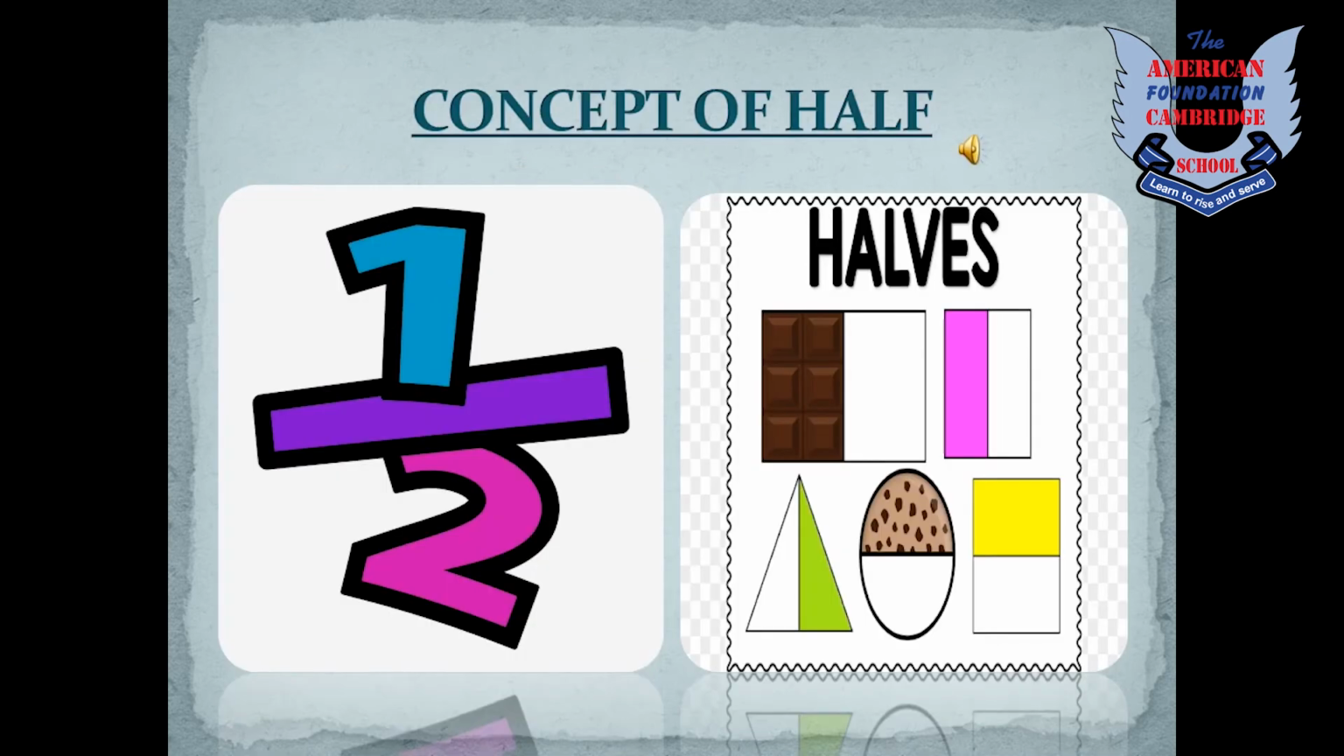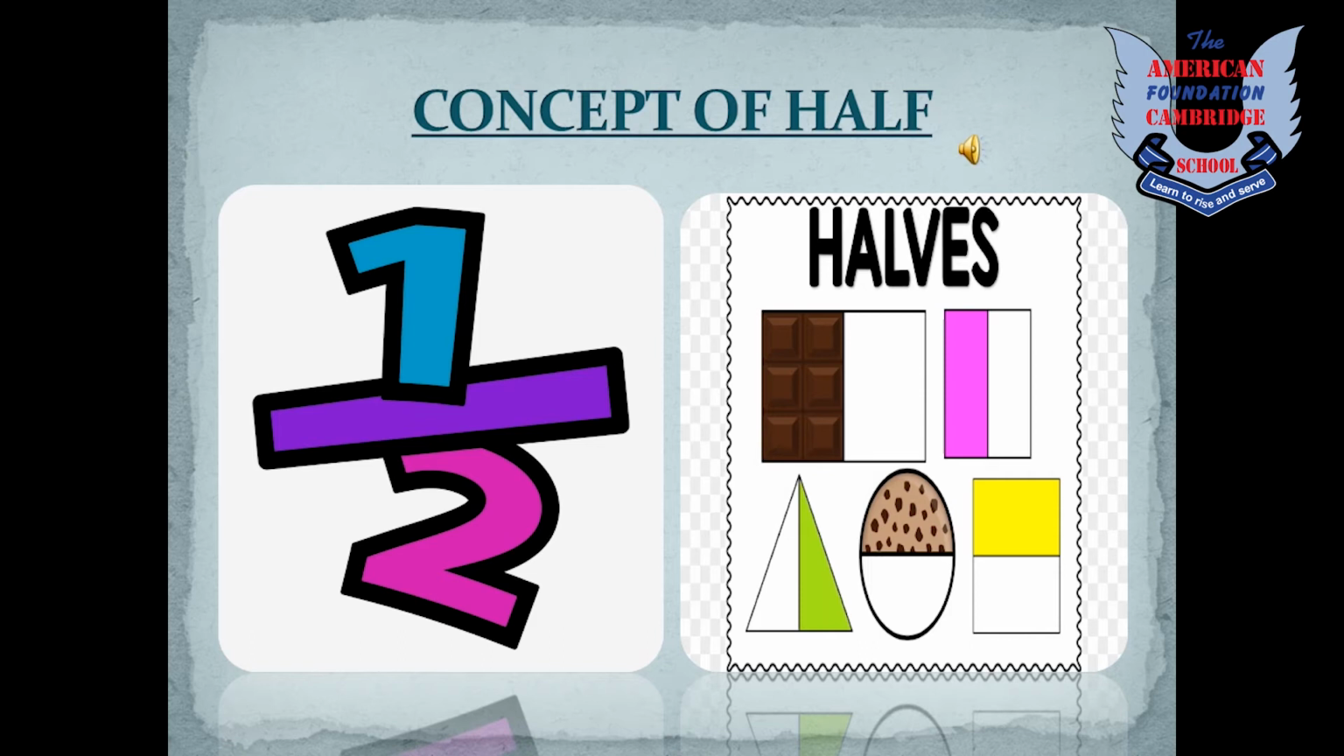Children, now in this slide you need to understand and recognize the halves of different objects. For example, as you can see, the first picture is a chocolate bar. Half of it has been eaten and half is there. It means the chocolate had two equal parts in which one half has been eaten and half is left.